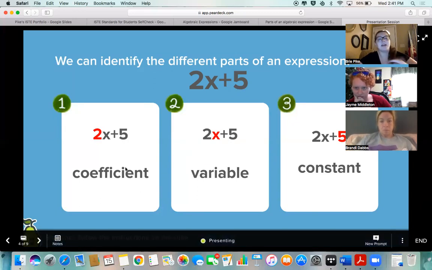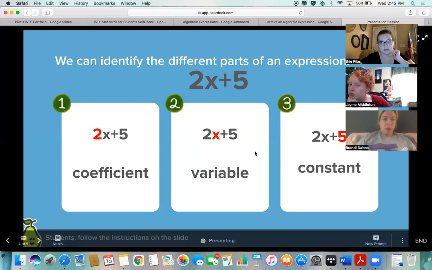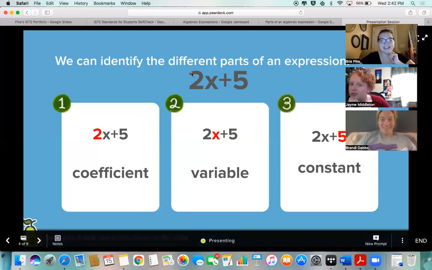Coefficient. Right. So let's go over it one more time. Jamie, what is the 5? Constant. Brandy, what is the x? Variable. And then both of you, what's the coefficient? 2. Okay. That's okay, Brandy. Right, the 2. We got to remember the number in front of our variable is our coefficient, okay?